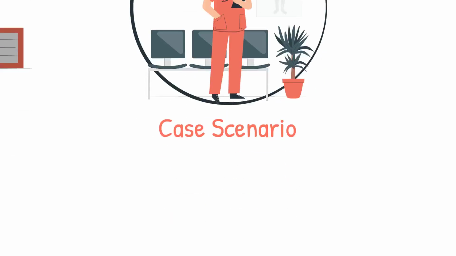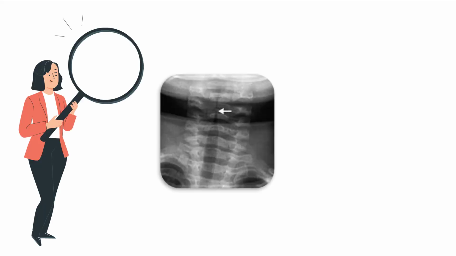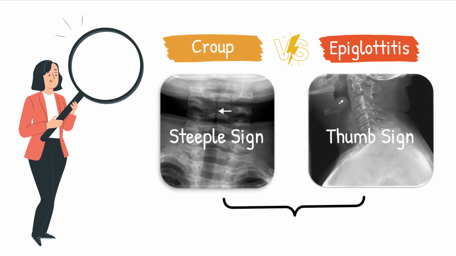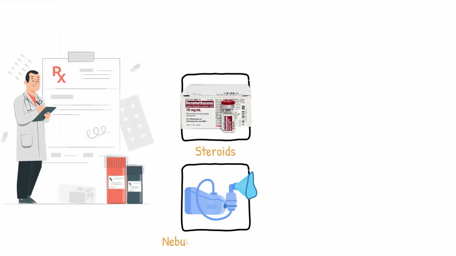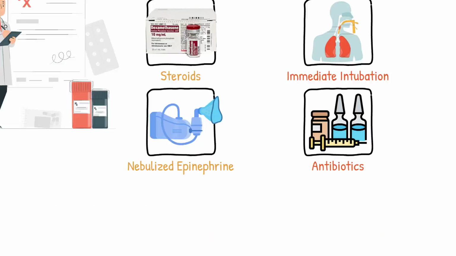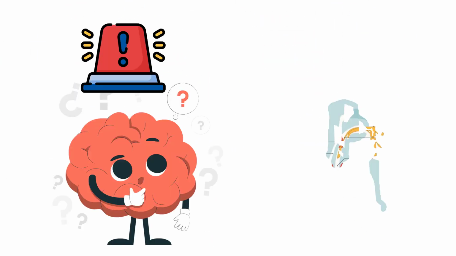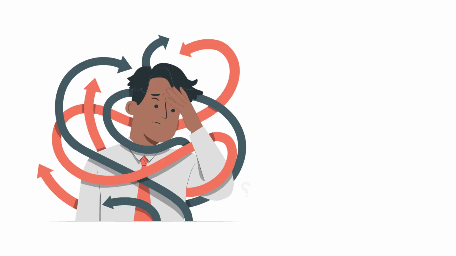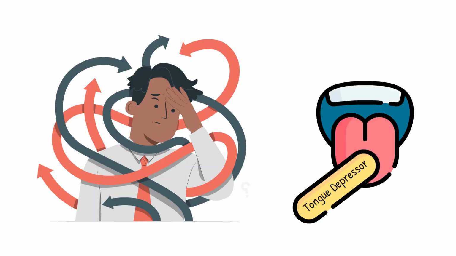Some key concepts that often appear on the exam include recognizing the steeple sign in croup versus the thumb sign in epiglottitis on X-rays, identifying the appropriate treatment, such as steroids and nebulized epinephrine for croup, and immediate intubation and antibiotics for epiglottitis. Understanding the urgency of airway intervention in epiglottitis, and avoiding critical mistakes such as using a tongue depressor in patients with suspected epiglottitis.